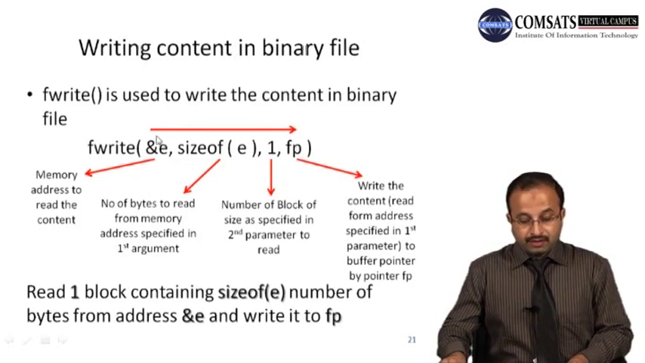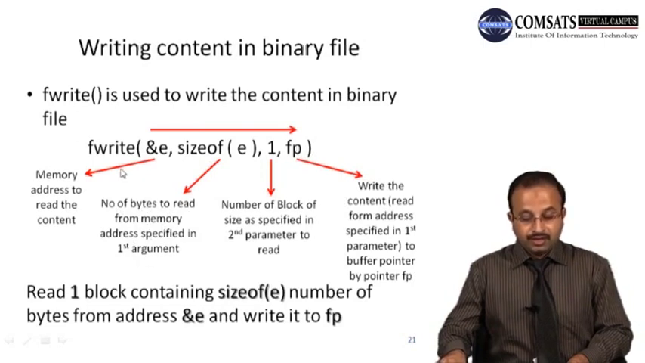So read the content from the first parameter. कितने content read करने हैं, इतने bytes read करने हैं, इतने bytes के लिए कितने block read करने हैं, that is specified by the third parameter, and where to write, in fp file pointer. So the first parameter is the memory address to read the content. The second parameter is the number of bytes to read from the memory address specified in the first argument.